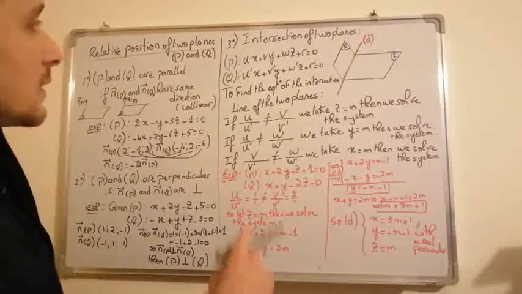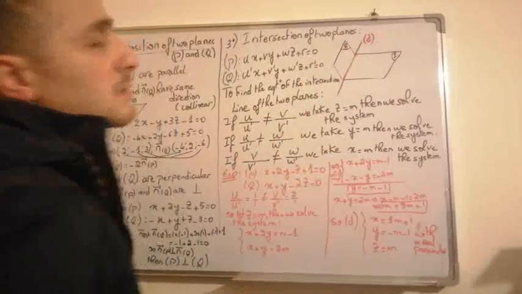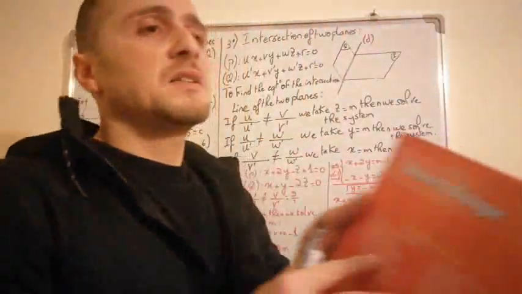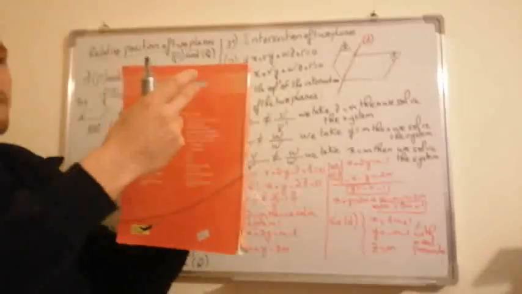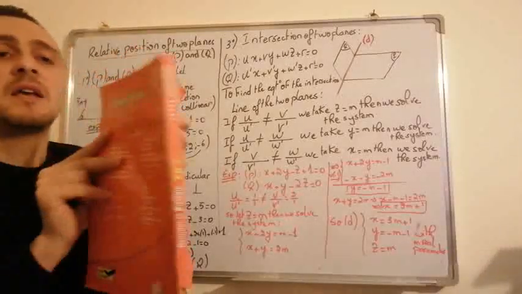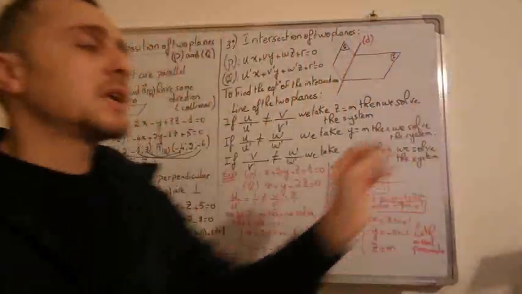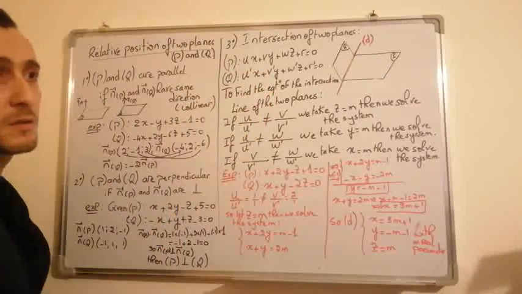Okay? Last case, intersection of two planes. The best example is a notebook. If we open a notebook or a book, the first plane is this one, the second plane is this one, and their intersection is this. I mean the intersection between two planes is a straight line. How can we find the equation of this line?